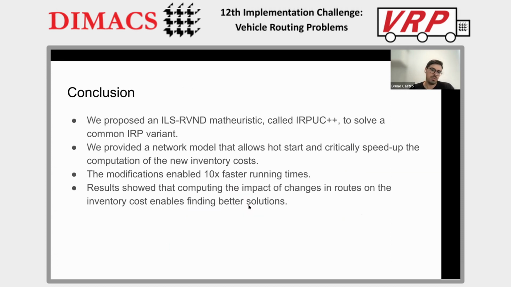And the conclusion is that we proposed a matheuristic to solve this routing problem variant. We provide a network model that allows hot start and critically speeds up the computation of new inventory costs. The modifications enable 10 times faster running times, and the results show that computing the impact of changes in the routes on the inventory enables finding better solutions.